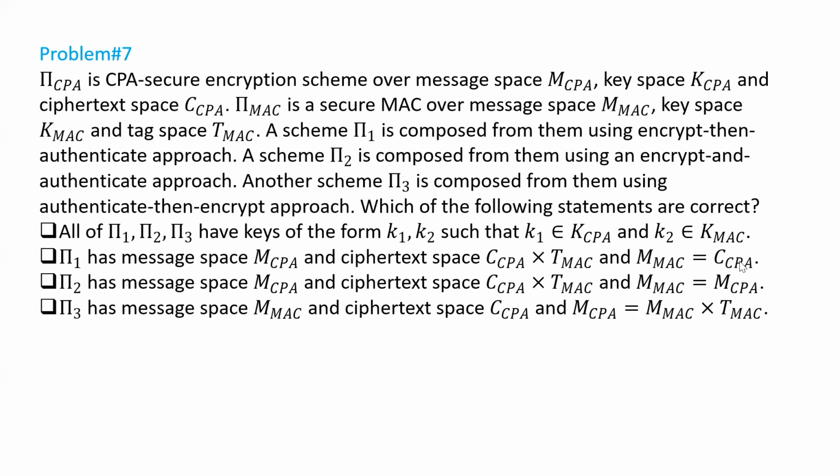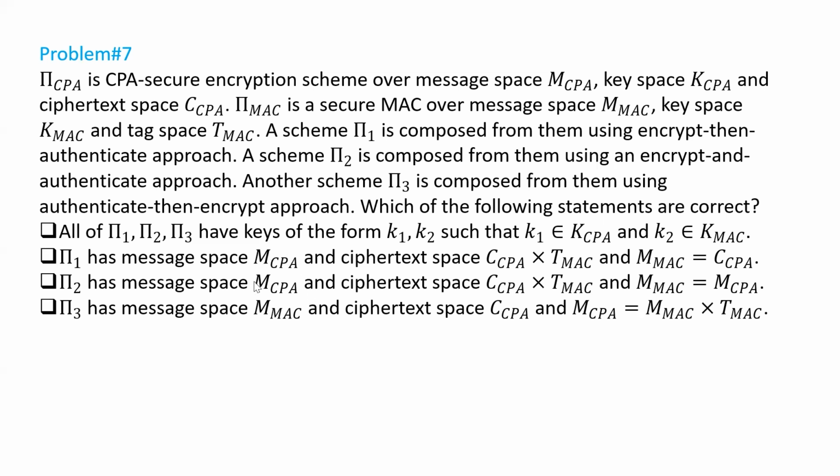So MAC is equal to CCPA. In the next case, which is the encrypt and authenticate approach, you individually perform both encrypt and authenticate on the message itself. So the message space remains the same, MCPA. And in fact, MCPA is equal to MAC, because you are applying the CPA secure encryption scheme on the message M, getting a ciphertext C, and you are also applying the tag generation algorithm of the MAC scheme on the same message M and getting a tag T, and output C, T as the output of the encrypt and authenticate approach.